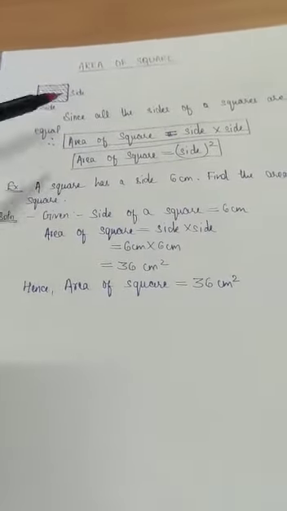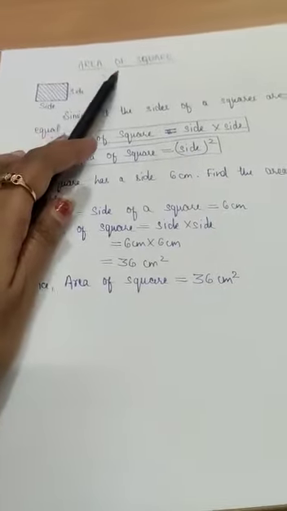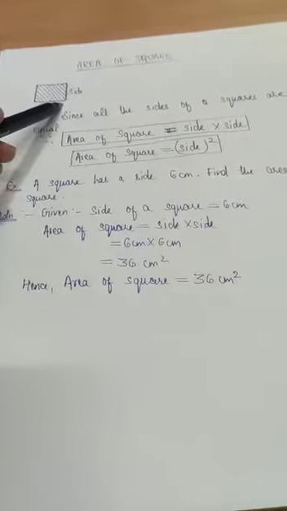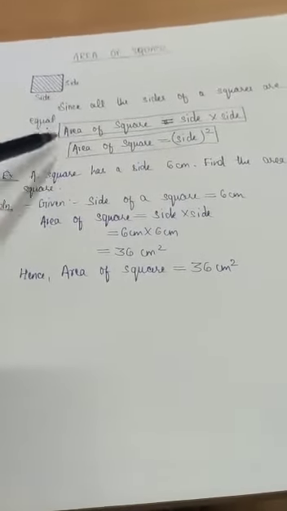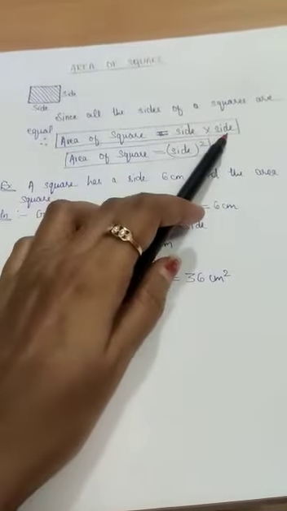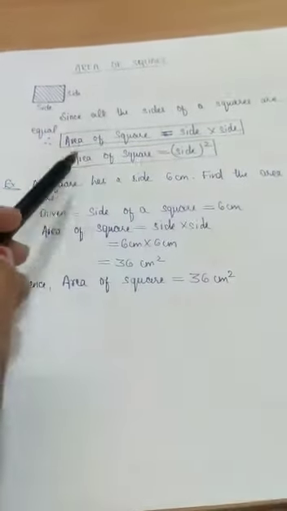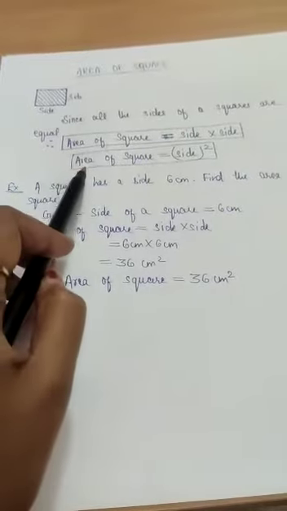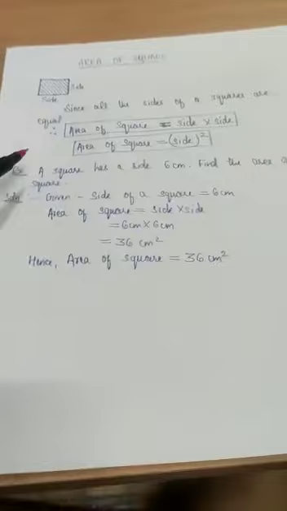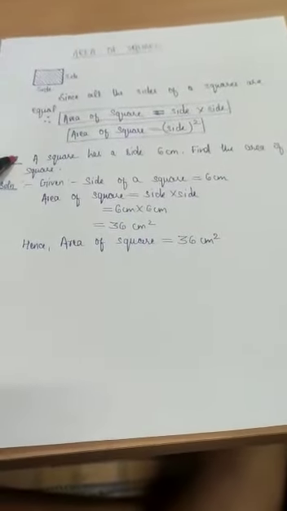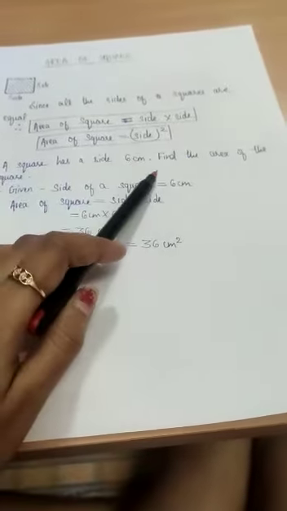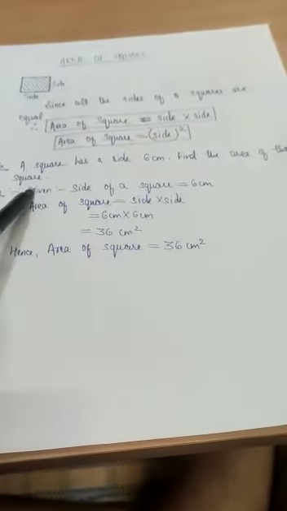Now we will discuss the area of a square. Since all the sides of a square are equal, the area of a square is given by side into side. We can write it as side square. Let us take an example to understand it. A square has a side of 6 centimeter. Find the area of the square.